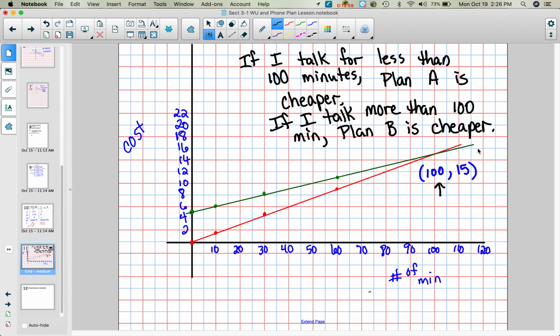So anyway, that gives you an example of how you can use a system of linear equations to answer a question. You're going to have a homework assignment about an amusement park problem that is similar to this.